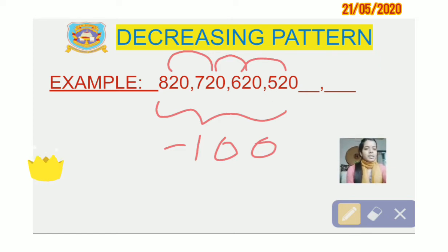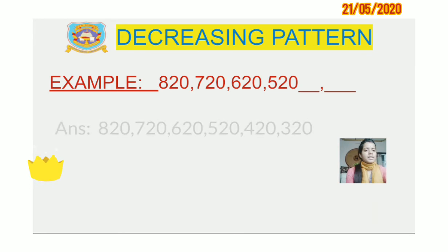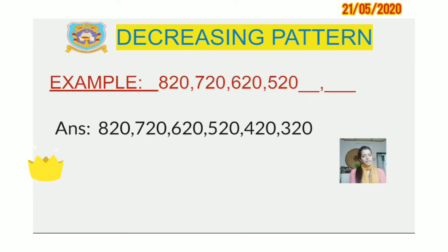Okay, so the next terms of the pattern are 520 minus 100 equal to 420, 420 minus 100 equal to 320. Alright, so the rule of this pattern is subtracting 100 each time. Alright, therefore the pattern is 820, 720, 620, 520, 420 and 320. Okay, so dear children, I hope that the concept of patterns in numbers is clear to all of you.